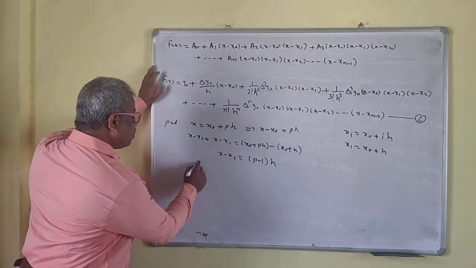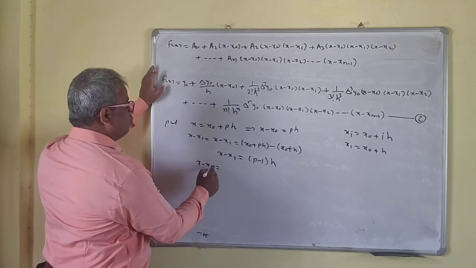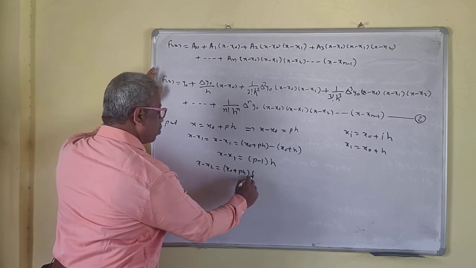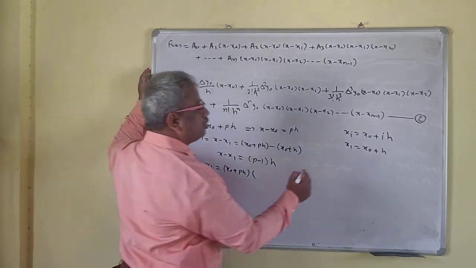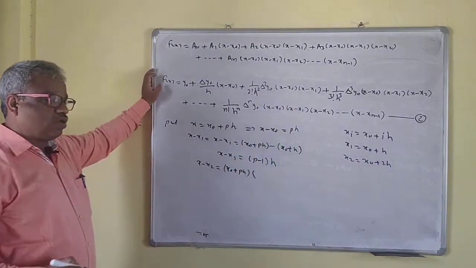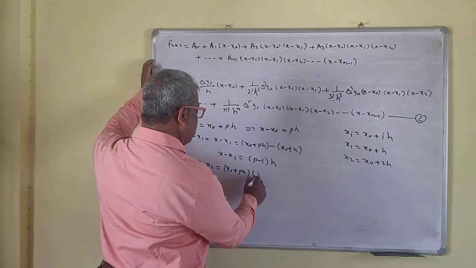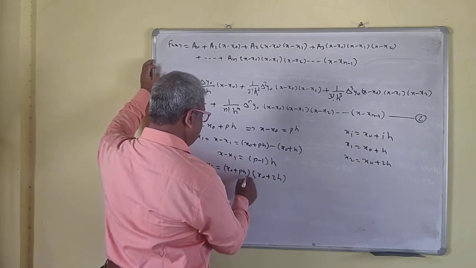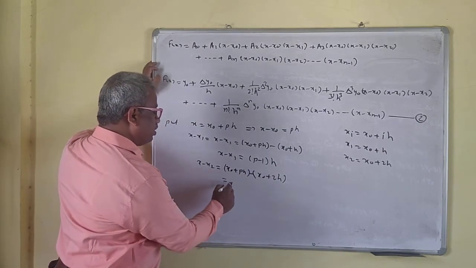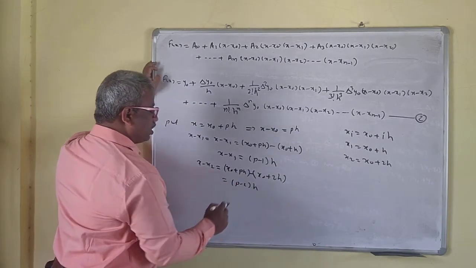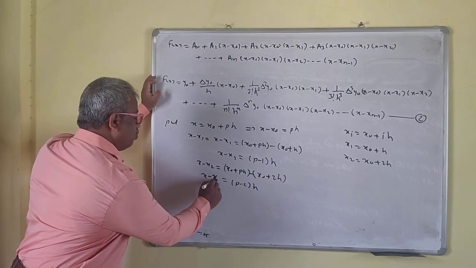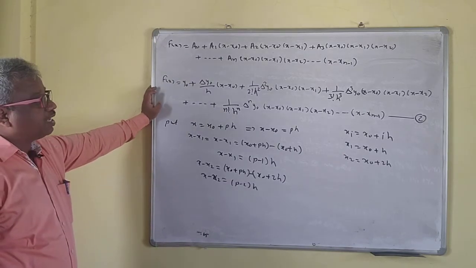So what happened then? X minus x2 then? So x is x0 plus ph. And x2 is x0 plus twice h. So I write this x0 plus twice h with minus. x0 gets cancelled, and this is p minus 2 times h. So x minus x2 will be p minus 2 times h.